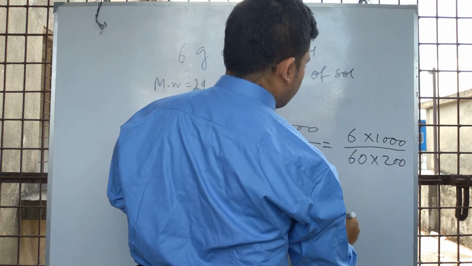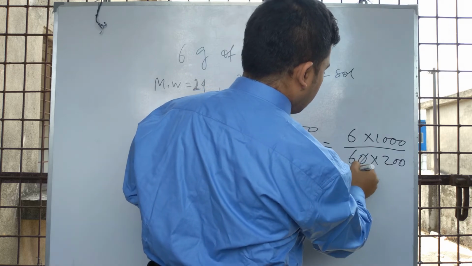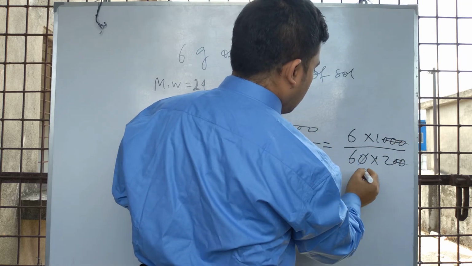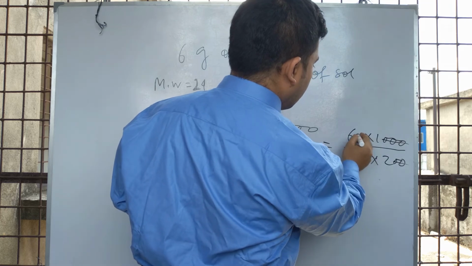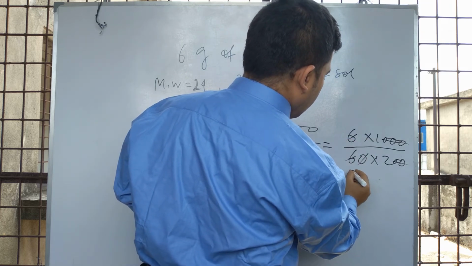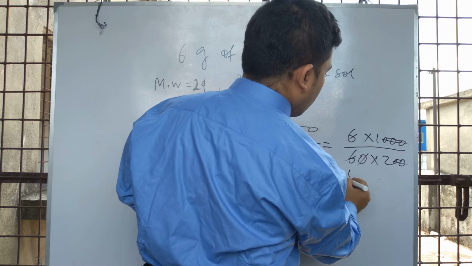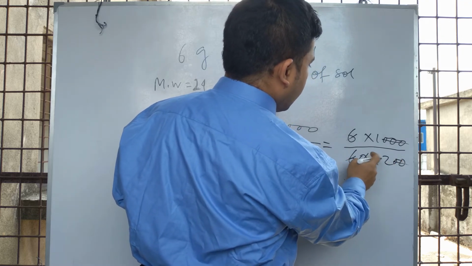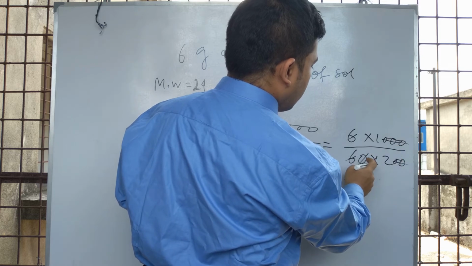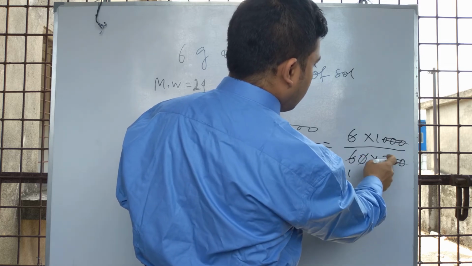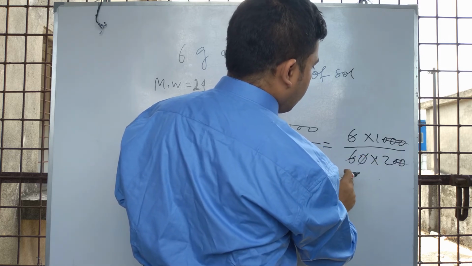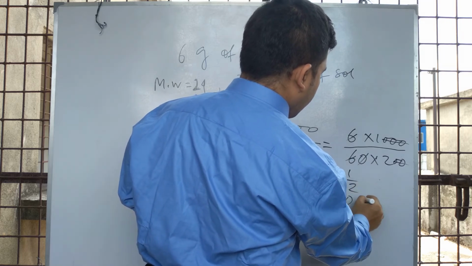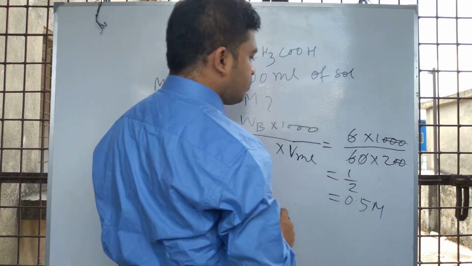So after cutting 3 0 and 6, we get 1 2 3, 200 ml and 1000. So we are cutting 12 3 0, and now we have 1 by 2 and 0.5 molar.